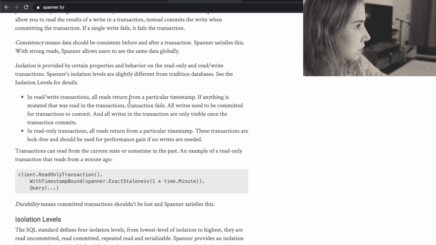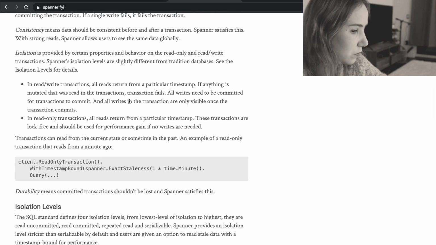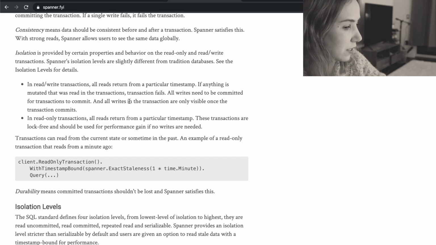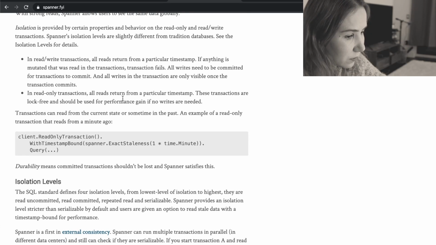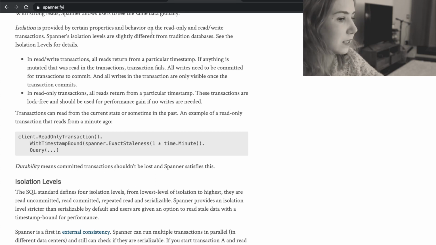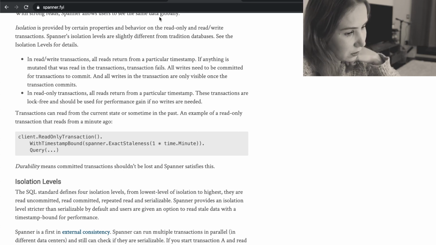But also, to recap, for read-write transactions, it returns all the reads from a particular timestamp. If anything that was read in the transaction is mutated, that transaction is going to fail. All the writes have to be committed for the transaction to commit. So all the writes in the transaction are only visible once the transaction commits and succeeds. Similar read characteristics are also true for read-only transactions. You have to read from a particular timestamp. And as I said, these are lock-free, so it's really good for performance.